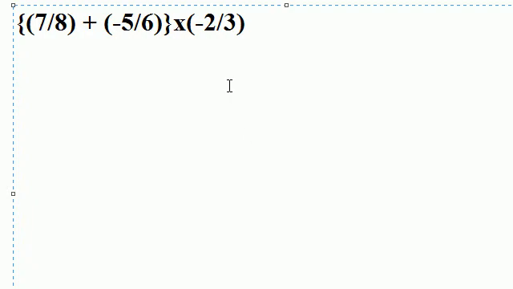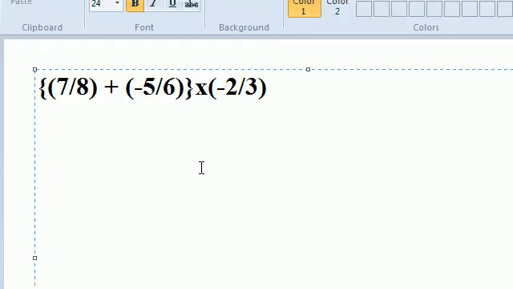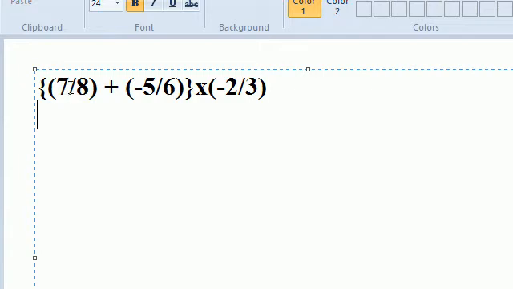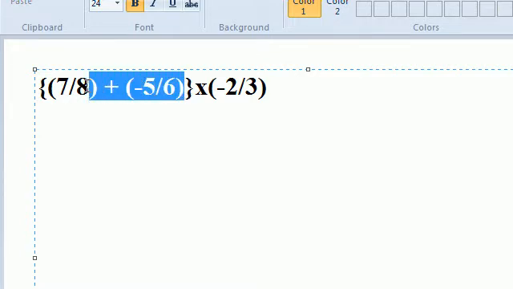Hello. So here we'll be seeing how to solve fractional expressions. Here we have taken an example: 7 by 8 plus minus 5 by 6, whole multiplied with minus 2 by 3. Now the first thing we have to see is the content of the curly bracket. The small brackets have been given just to make the fractions look distinct.